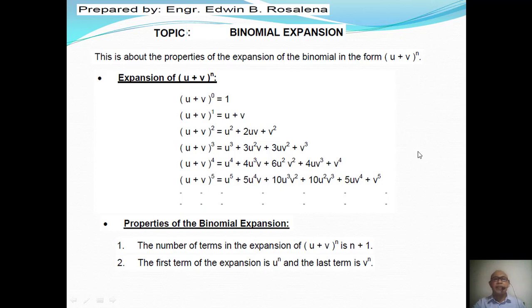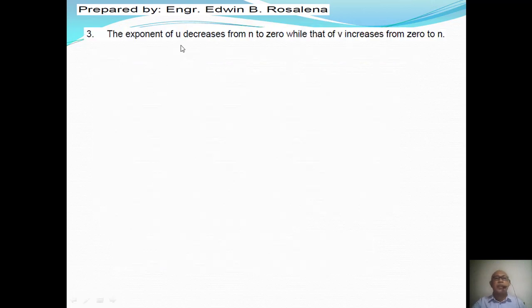Okay, next we have here. The exponent of u decreases from n to 0, while that of v increases from 0 to n. Okay? As we go through each term in the expansion, the exponent of u decreases from n to 0, while that of v increases from 0 to n.